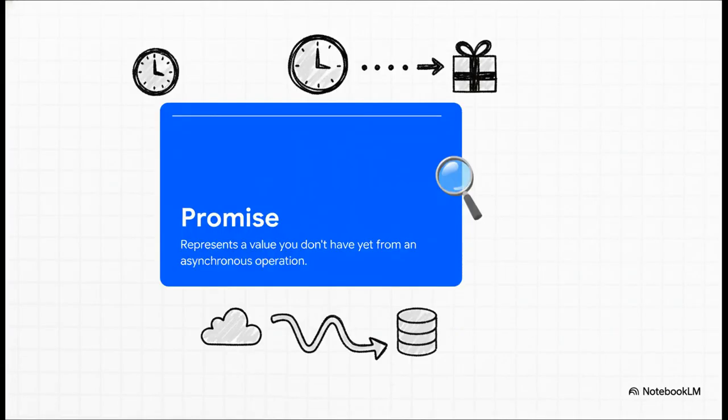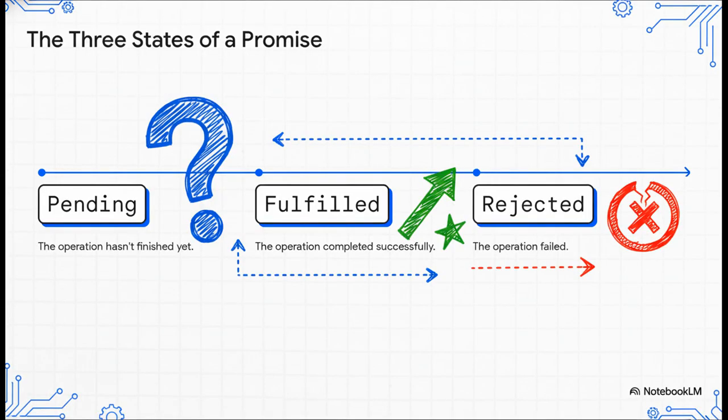Now, to make all this asynchronous stuff easier to manage, we use something called promises. A promise is basically an IOU. It's an object that represents a value that you don't have yet, but you will, eventually. It's a placeholder for the future result of an operation, like that data you're waiting on from a server. And every promise has a simple life cycle. It starts in the pending state. It's still waiting. If everything goes well, it becomes fulfilled. If something goes wrong, it becomes rejected. That's it. This simple flow gives us a really clean and predictable way to handle whatever happens.